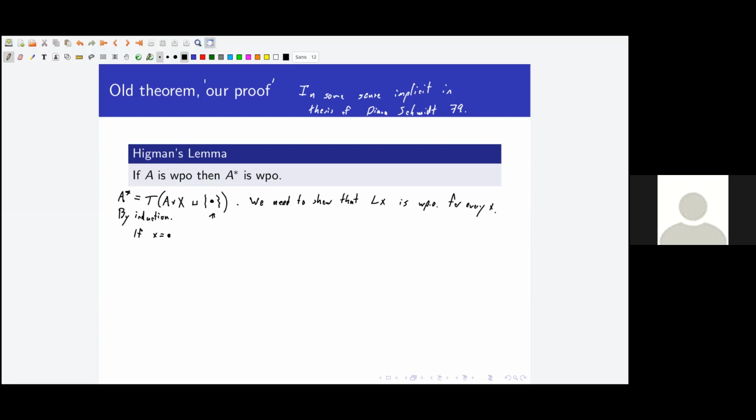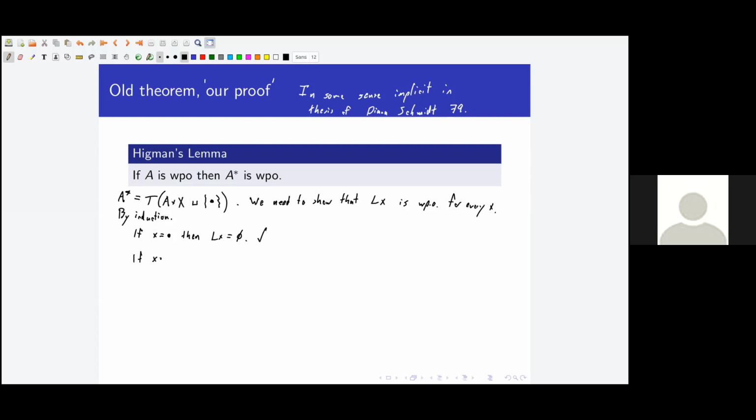I guess you would call this the base case. If it's a dead end, a leaf node, I should say, then Lx is empty. So that's a good case. It's empty because the leaf node embeds into every tree.